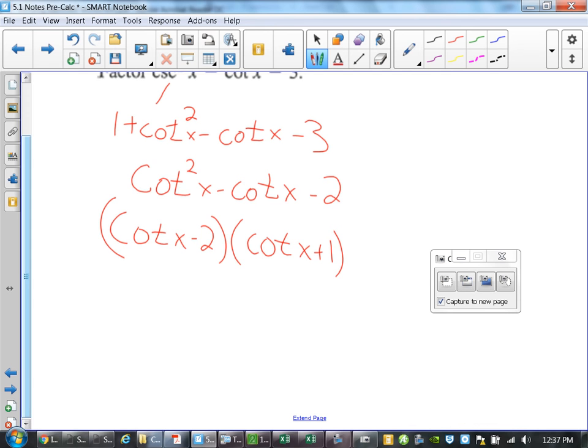A lot of it stems from just going back into the identities. Okay, a lot of it stems back and forth from identities.